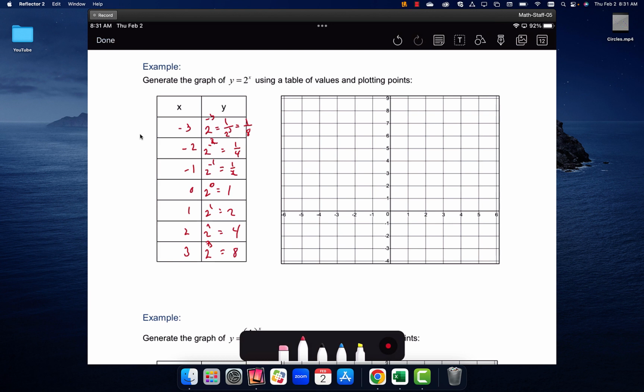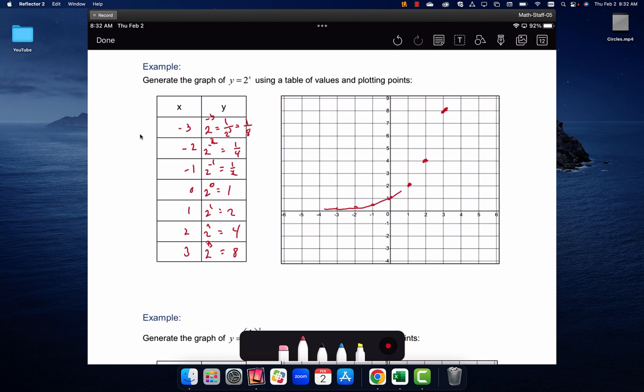So let's plot those points on our graph here. -3, 1/8. We find -3 and go just a little bit above the x-axis. -2, 1/4. It's a little bit further up. -1, 1/2. 0, 1. 1, 2. 2, 4. And 3, 8. Connect the dots.